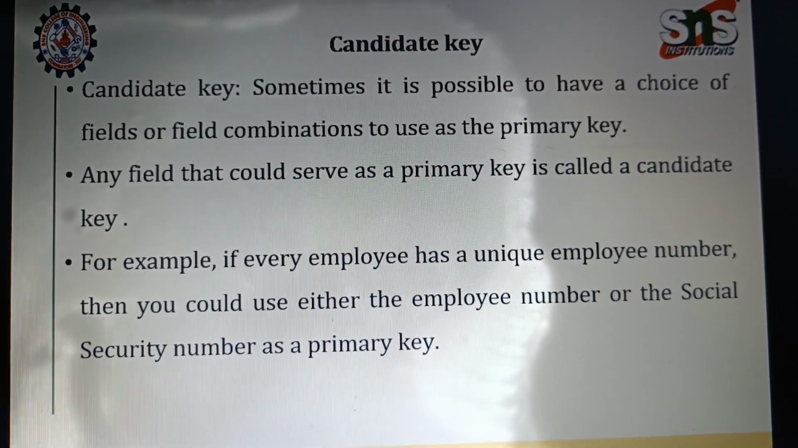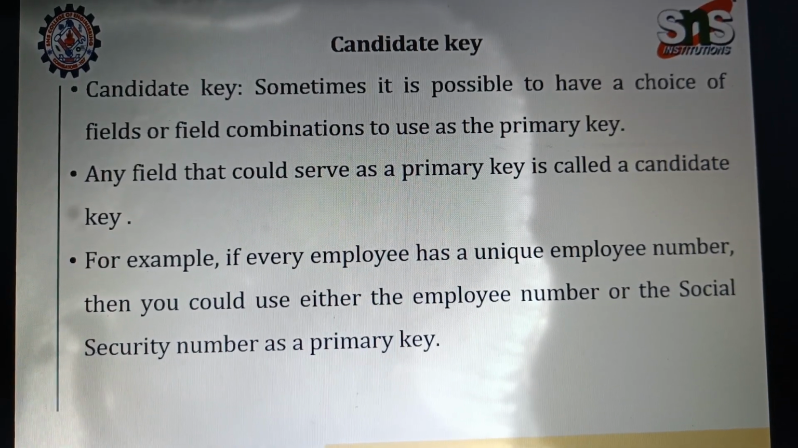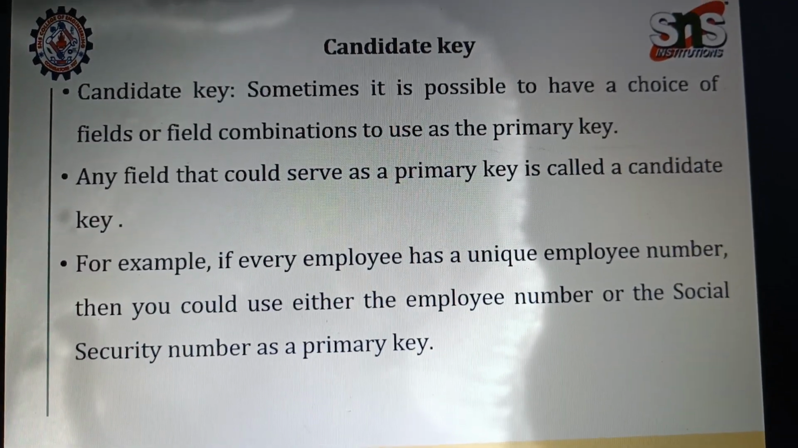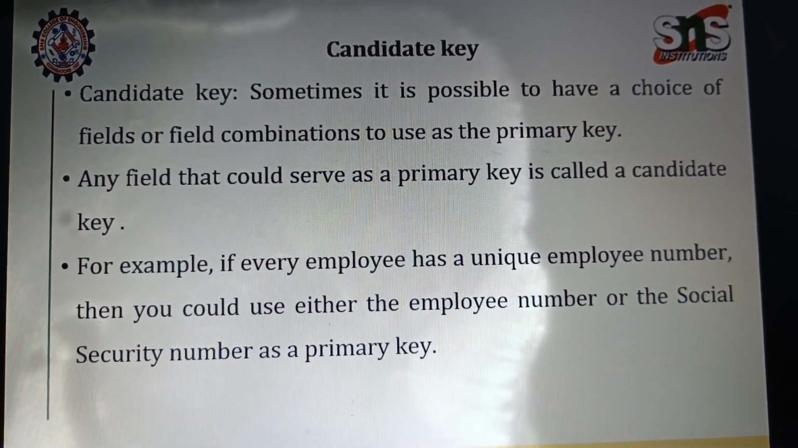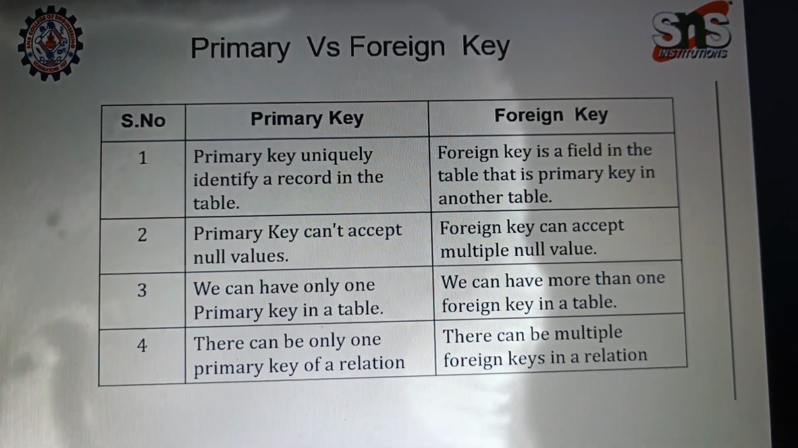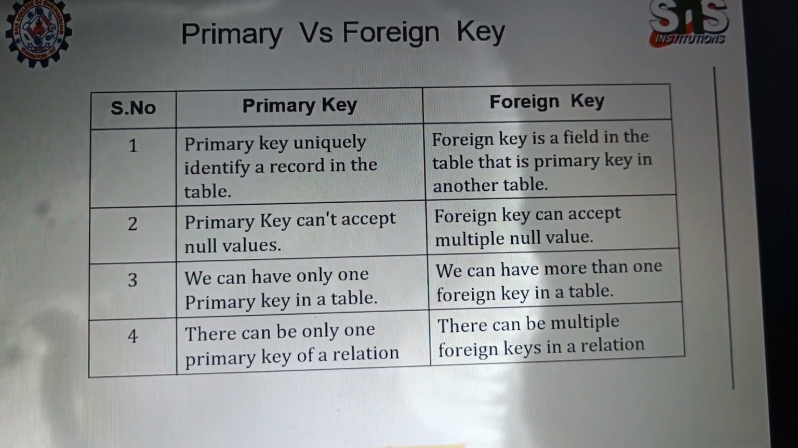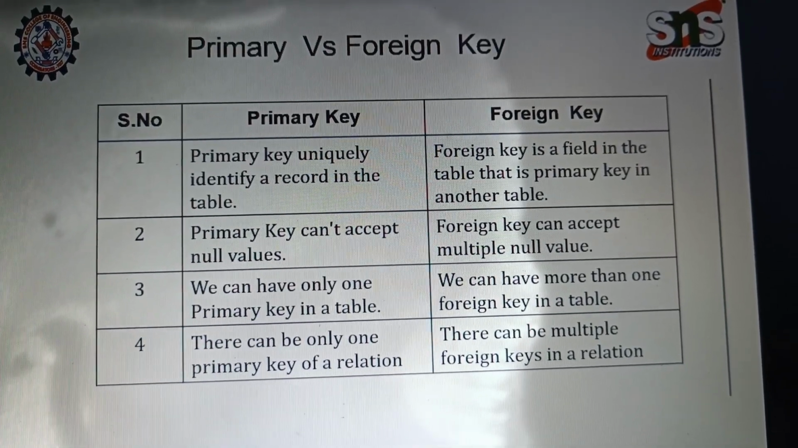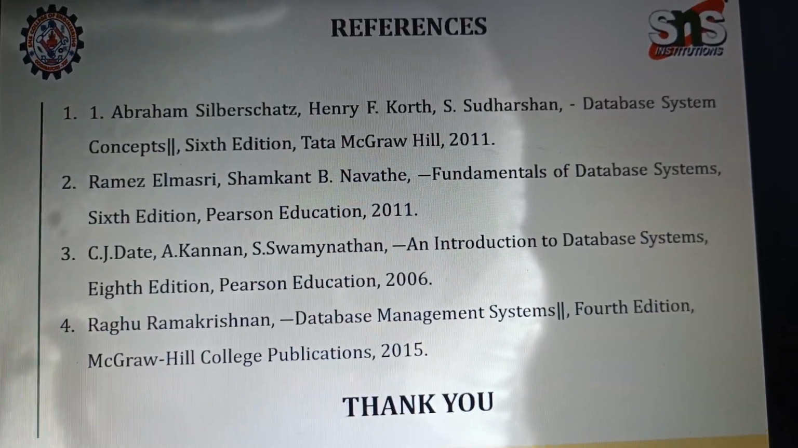Next is the candidate key. Candidate key means that apart from the unique ID, there are many keys which are present in the customer table. Those keys we call candidate keys. Here is the difference between primary key and foreign key. We already clearly saw what a primary key and a foreign key are.